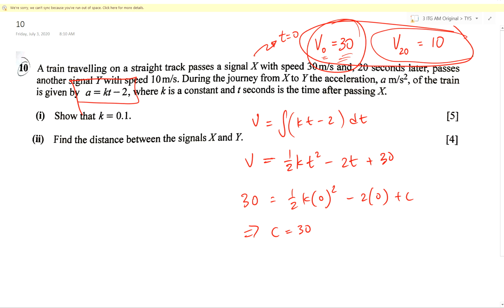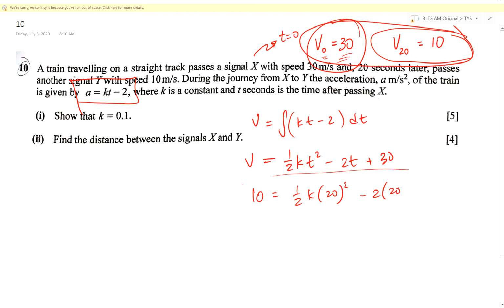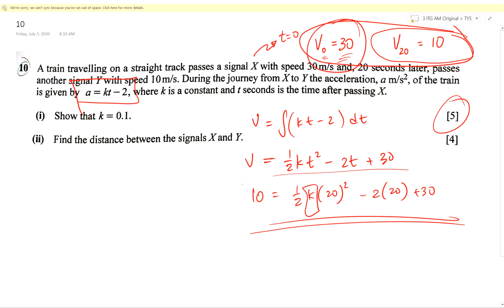What about V(20)? When time equals 20, velocity equals 10. What shall we do with that? There's only one thing we can do. Substitute them here: 10 equals half k 20 squared minus 2 times 20 plus 30. One equation, one unknown, solve for k. 5 marks.